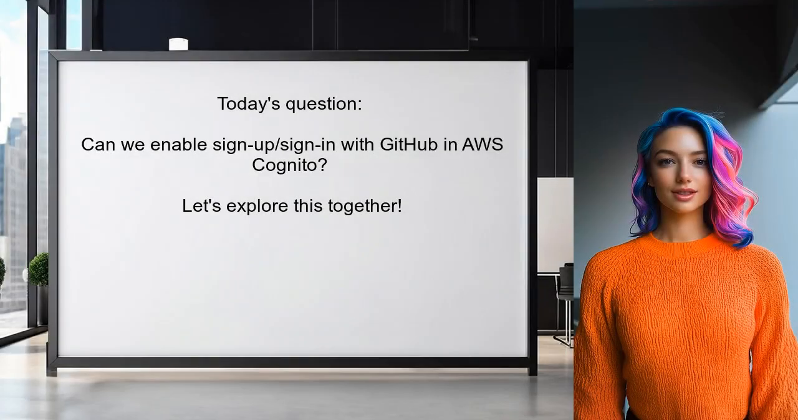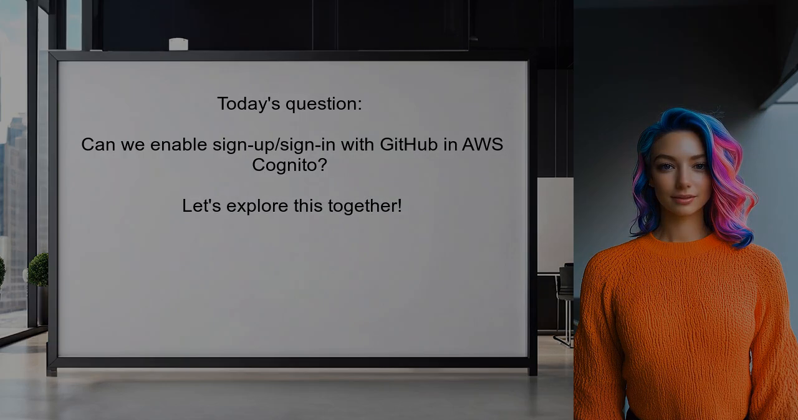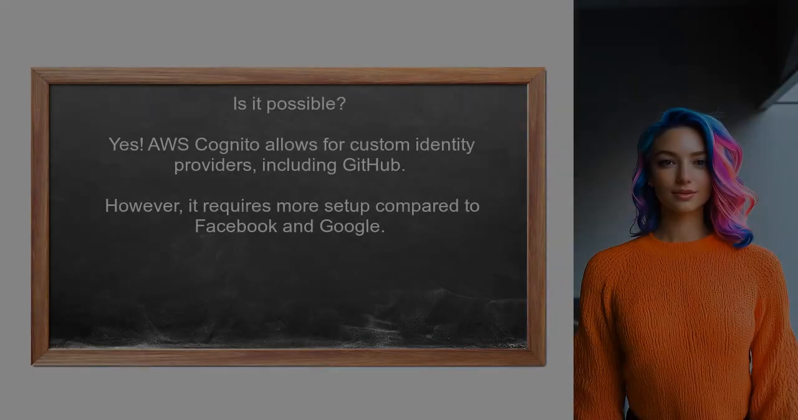Here's the specific question we're addressing today. One user asked if it's possible to enable sign up and sign in with GitHub in AWS Cognito, alongside the usual options like Facebook, Google, and Twitter. Let's explore this together. So is it possible?